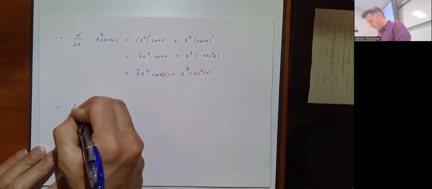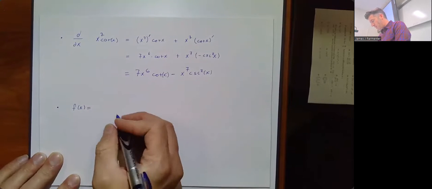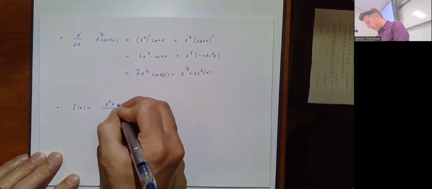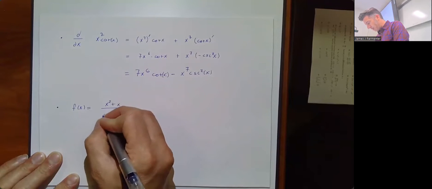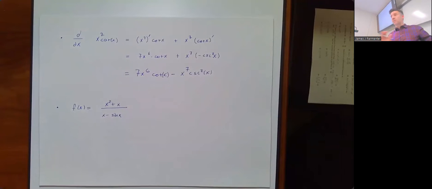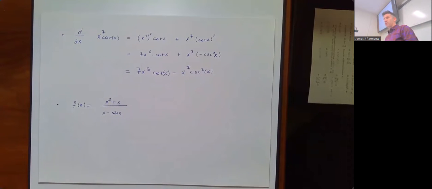Why don't you all try using the quotient rule to find the derivative of x squared plus x over x minus sine of x. You don't need to simplify your answer. Just use the quotient rule to find the derivative of that. And those of you on Zoom should do it as well.